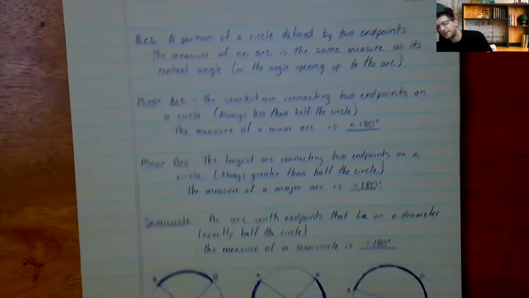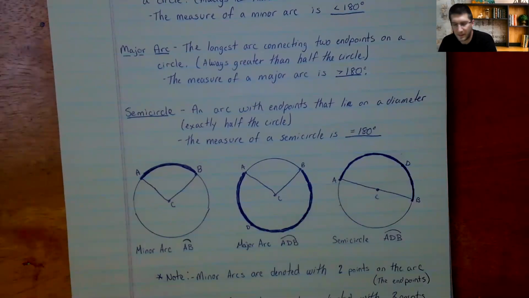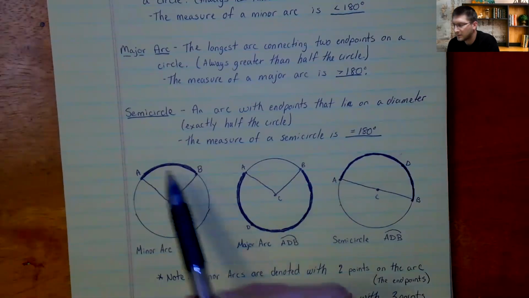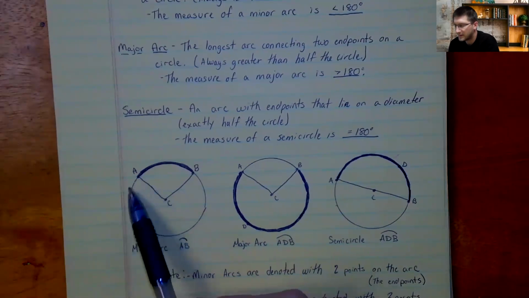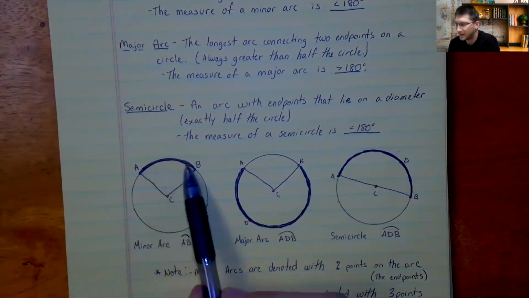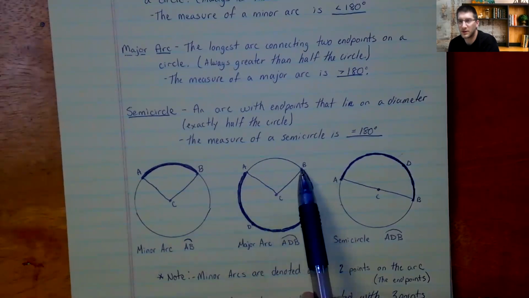So I have the drawings down here. Look at my first drawing. The first drawing is for a minor arc. Now, when it says the shortest distance connecting the 2 endpoints, you'll notice that if I'm going from A to B, I can either go from A to B this way, or I can go from A to B this way. If I take the shortest route, that's the minor arc. If I take the longer route, that's the major arc.